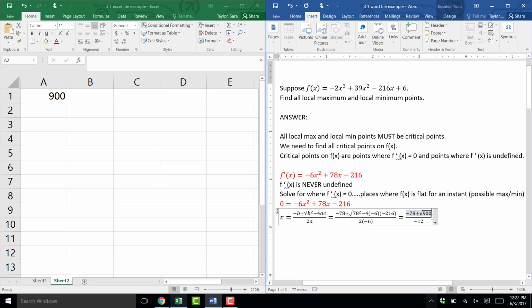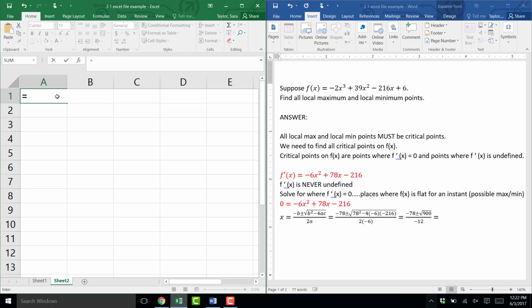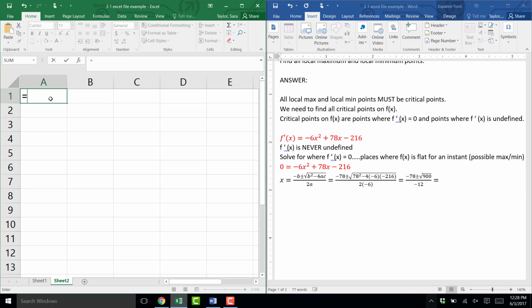So I simplified that quadratic formula calculation to this. All right, and now I could take the next step of actually performing the calculation. So the first one will equal negative 78 plus square root of 900. Notice you can type square root by typing SQRT and then put the value in parentheses.